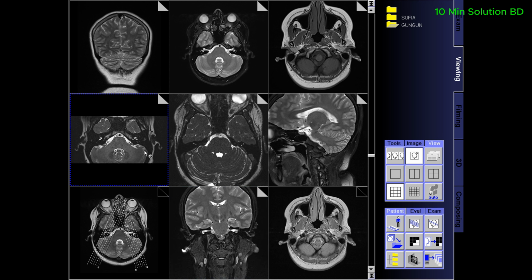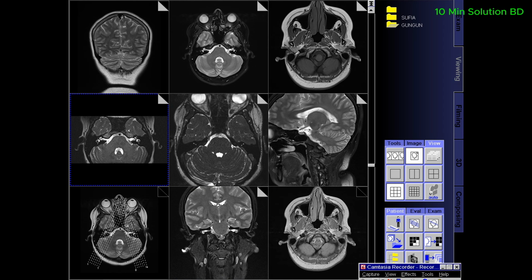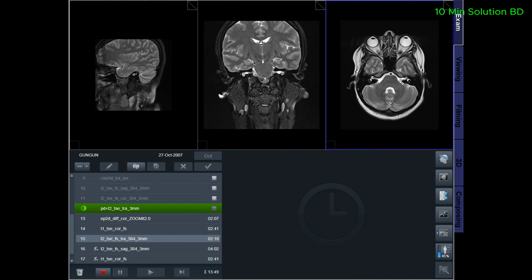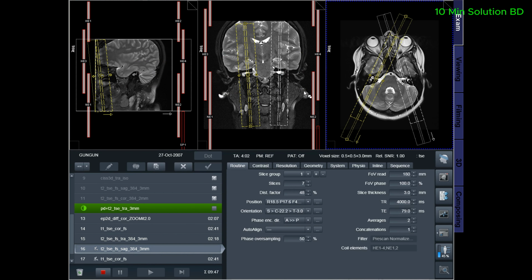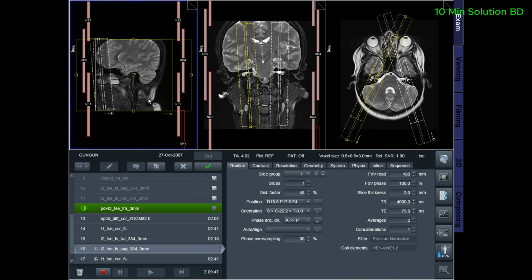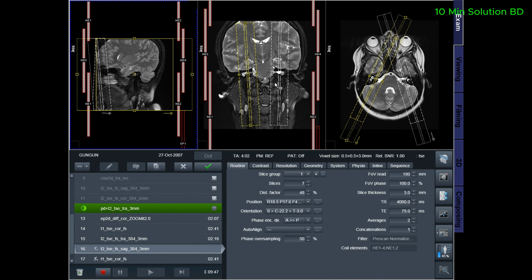Indications for internal auditory meatus MRI scan: sensorineural hearing loss, SNHL, acoustic neuroma, ringing in the ears, dizziness, fullness, tumor, trauma, tinnitus, vertigo.